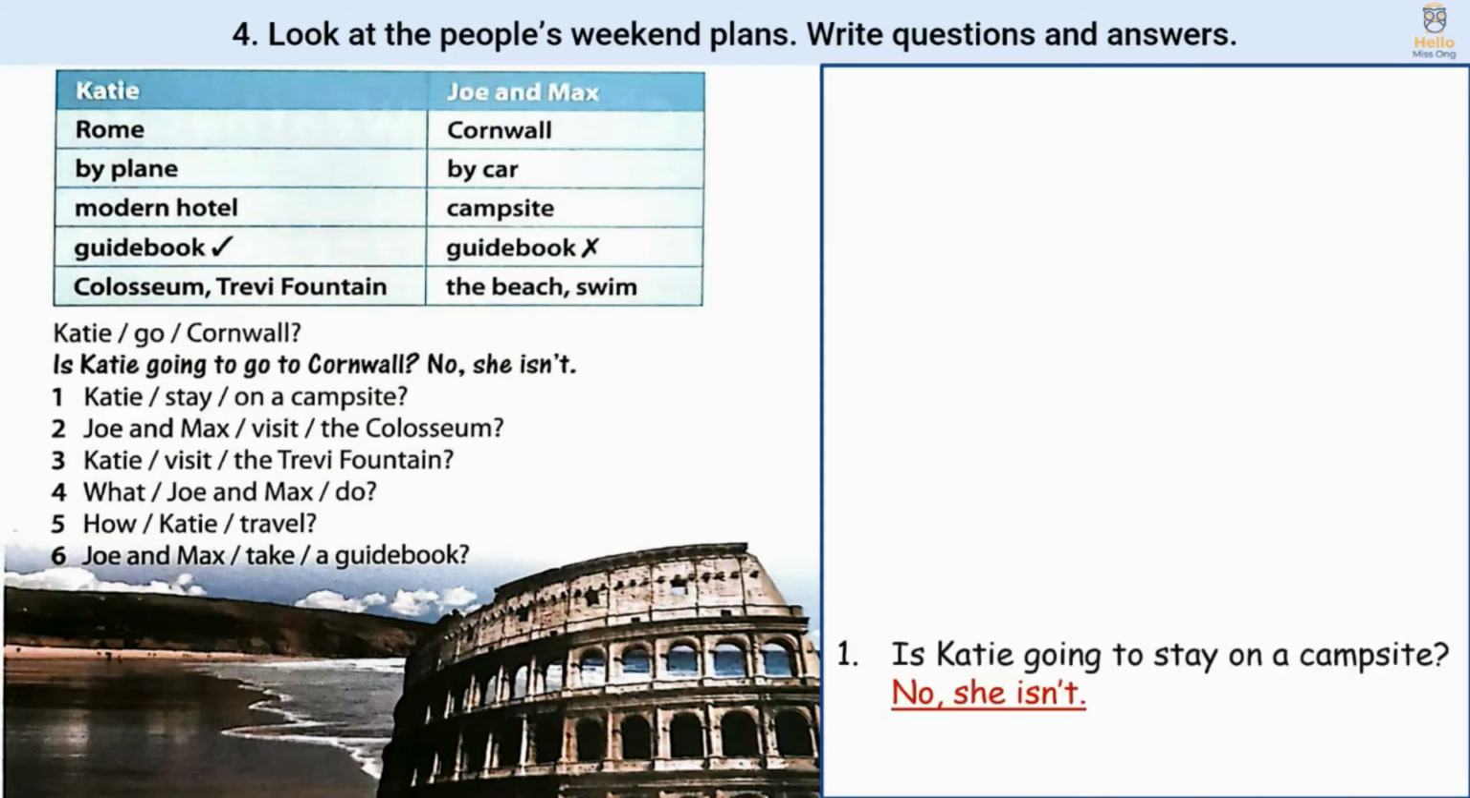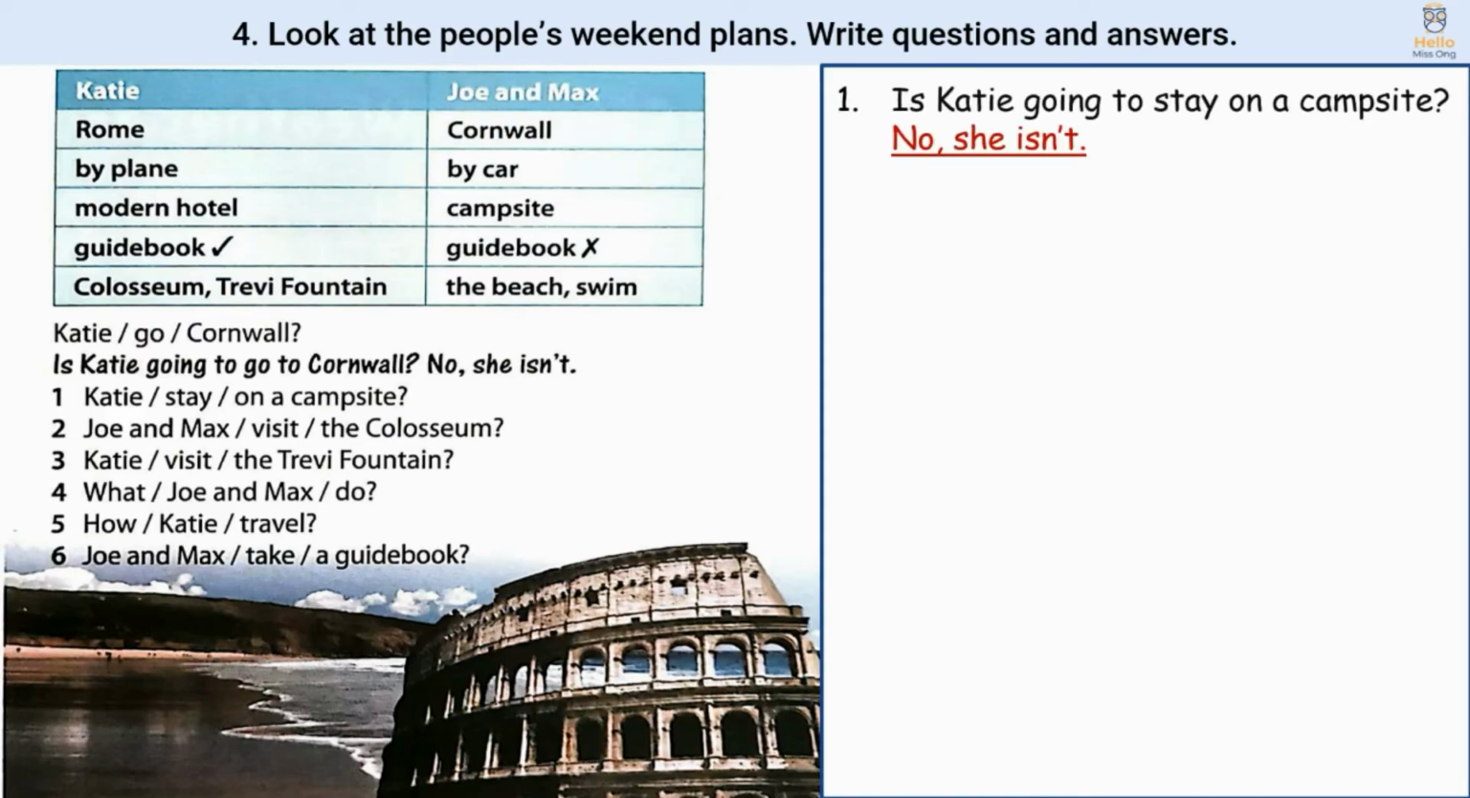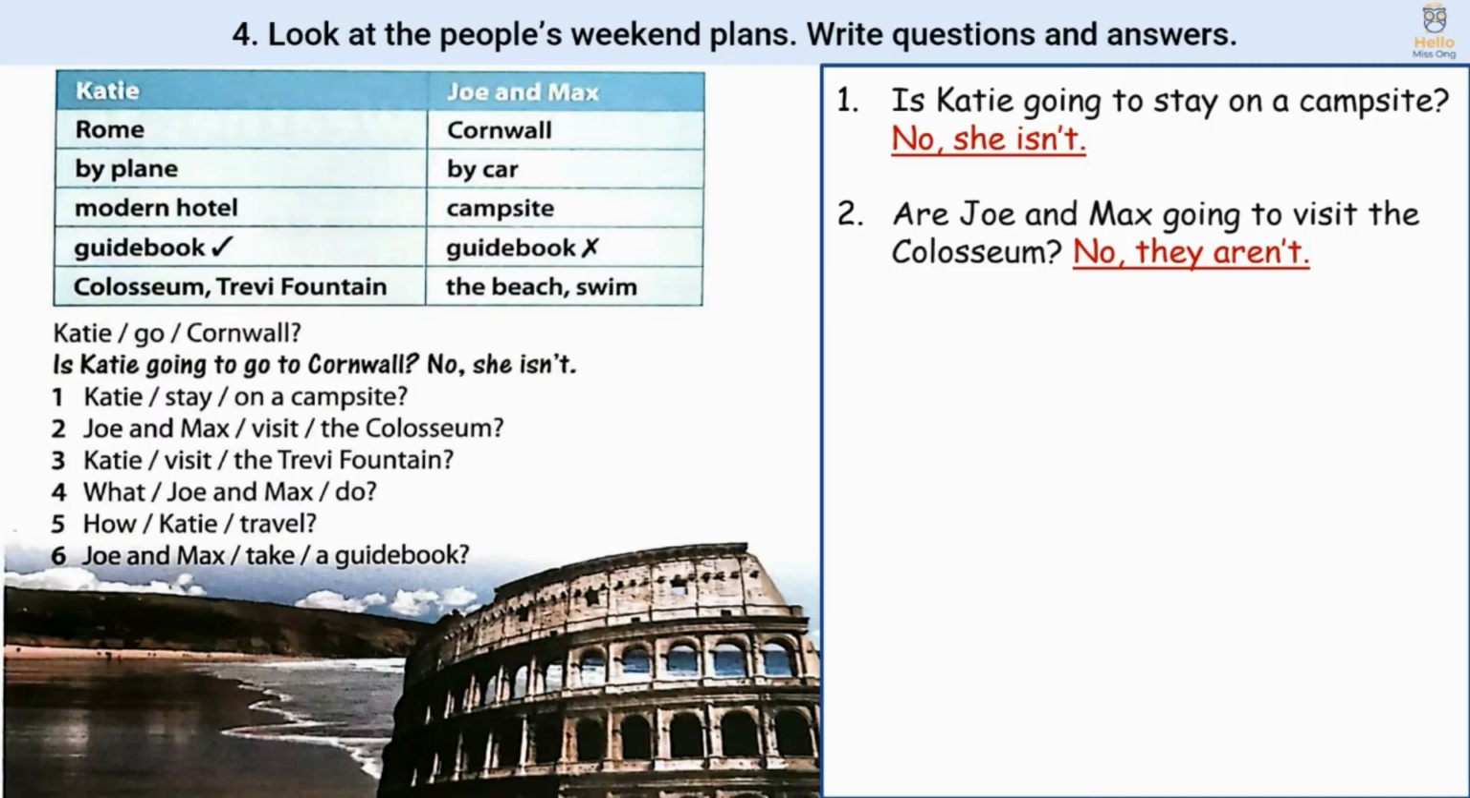1. Is Katie going to stay on the campsite? No, she isn't. 2. Are Joe and Max going to visit the Colosseum? No, they aren't. 3. Is Katie going to visit the Trevi Fountain? Yes, she is.